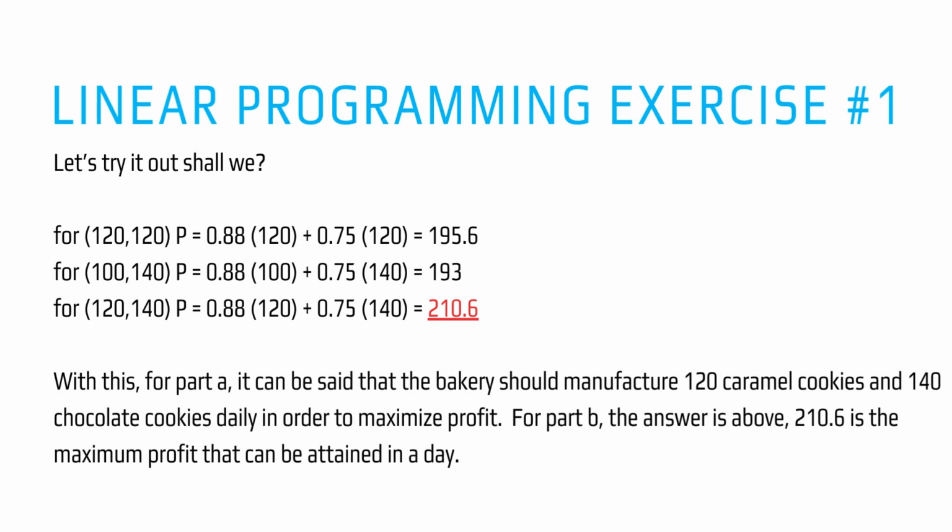For 120 and 120, we just input it in x and y, and we get 195.6. For 100 and 140, we input it and we get 193. And for 120 and 140, we get 210.6. With this, for part A, it can be said that the bakery should manufacture 120 caramel cookies and 140 chocolate chip cookies daily in order to maximize profit.